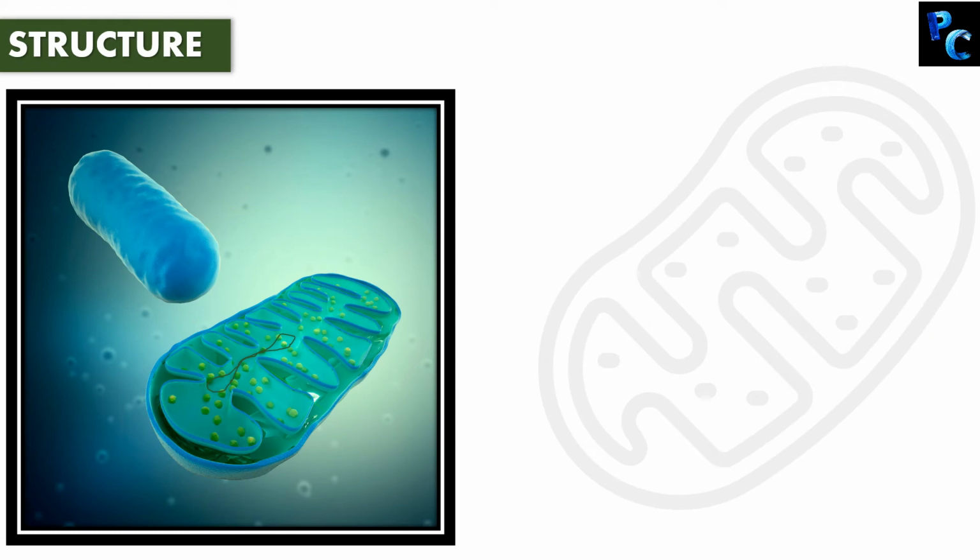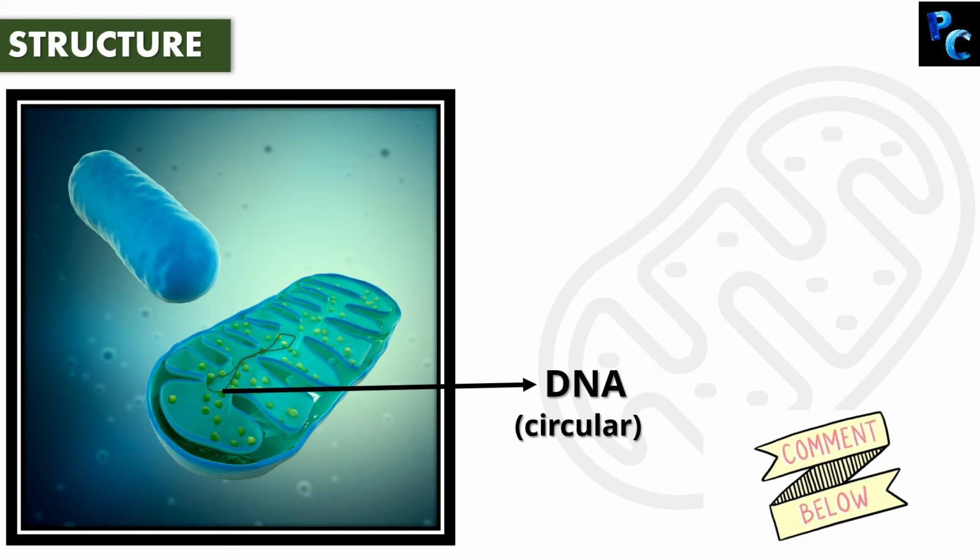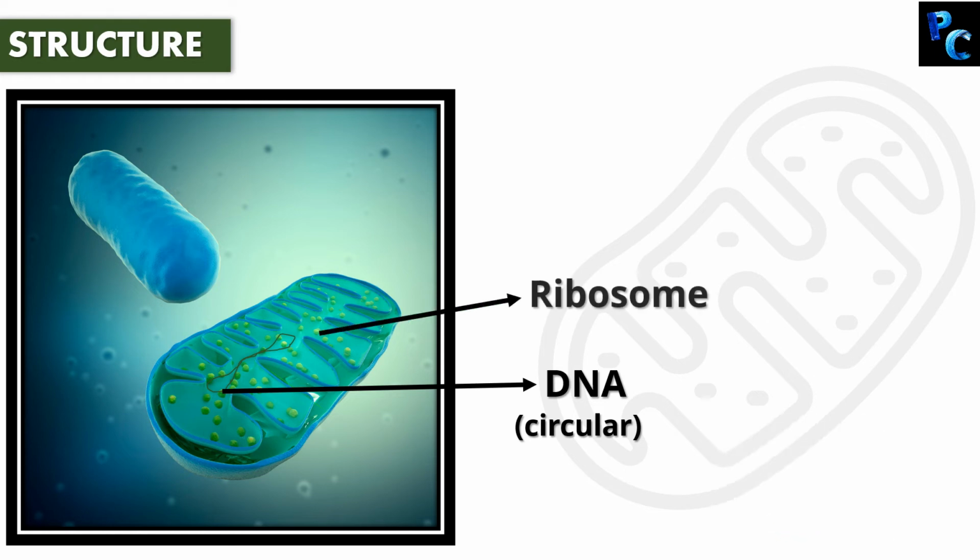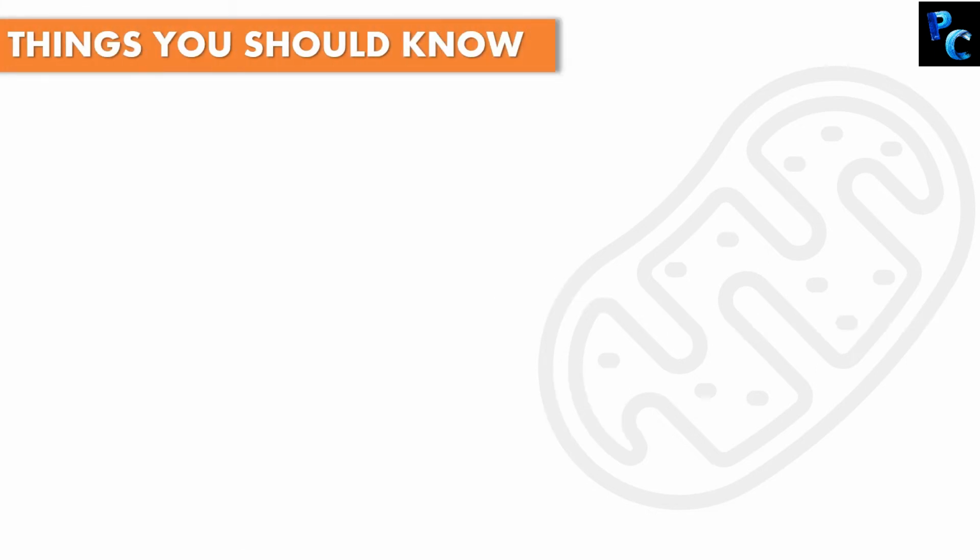Now let's concentrate on the structure of mitochondria again. Inside the matrix there is mitochondria's own DNA. The DNA is circular in nature, that is, it does not have any open end. Can you tell me another organelle which has its own DNA? If you know, let me know in the comment. Mitochondria also has its own ribosome, so it can synthesize its own protein. So mitochondria is quite different from other cell organelles, isn't it?